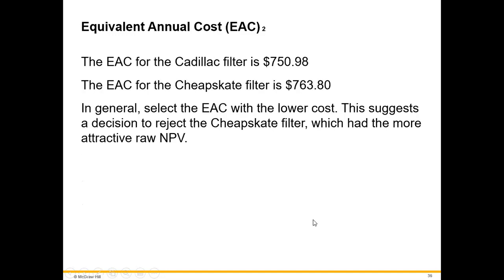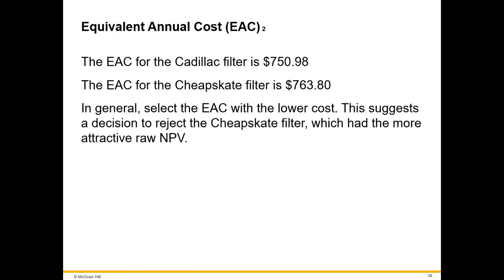So if we were looking at it for the Cadillac, use the net present value, 10 years, and I think it was 10%. The annual payment for that would be $750.98. Do the same thing for the cheapskate filter. The annual payment would be calculated as $763.80 using its NPV, 10 years, 10% rate. So it's just showing us a different approach, and maybe one that you could explain a lot better to someone than net present value.